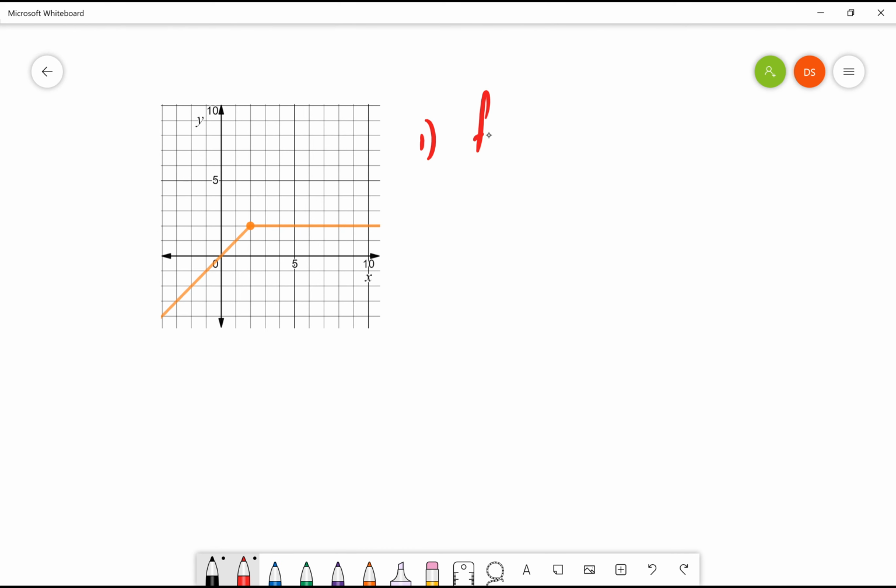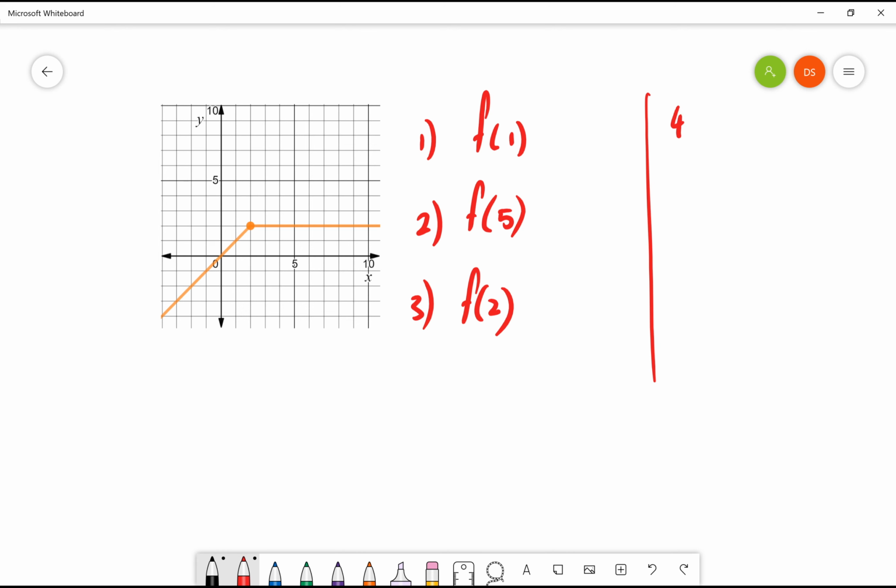So tell me, what is f of 1? What is f of 5? And then 3, what is f of 2? And 4, what is the limit as x tends to 2 of f of x?